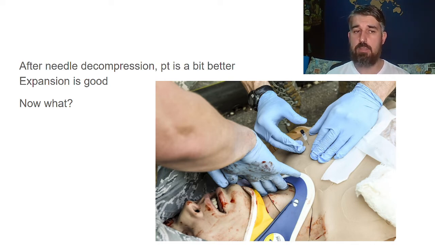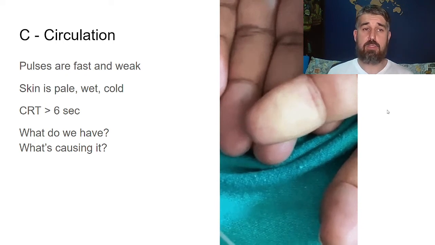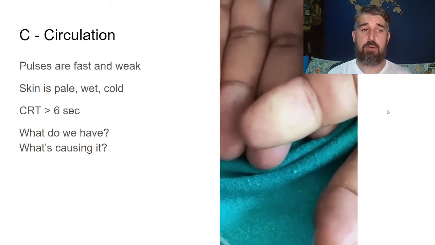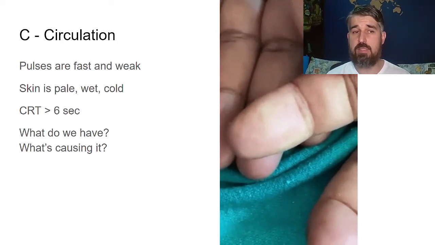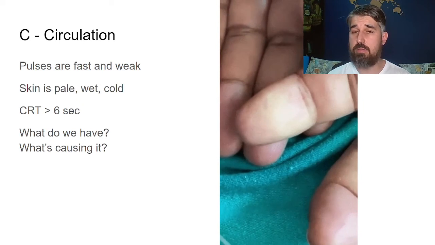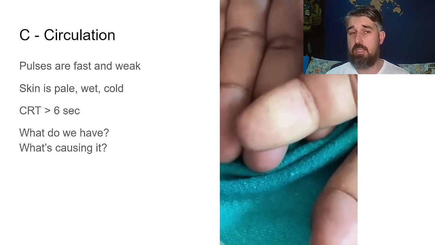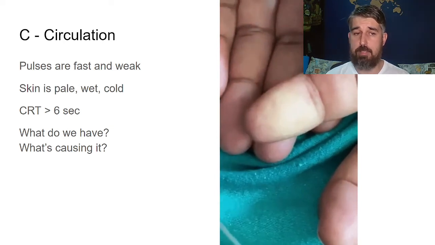Next step, circulation. When we're thinking about circulation, we think about pumps and pipes. So we'll see how the pulses are. Peripheral pulses are fast and weak. The skin is pale, wet, cold, and capillary refill time is over 6 seconds. This is not very good for our patient. This means we have shock.